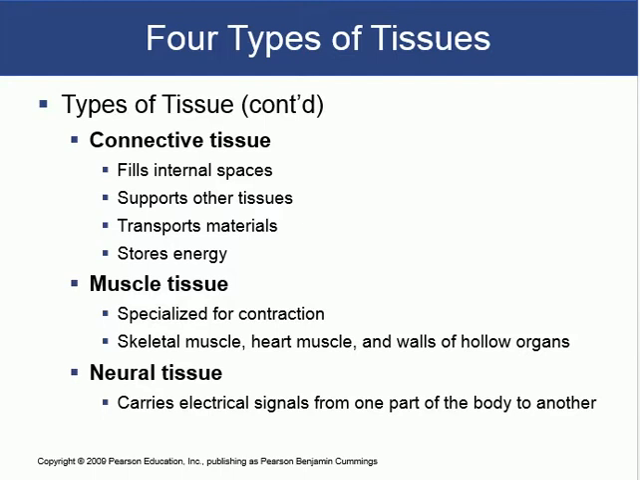The fourth type is neural tissue. This is the nervous system, the neurons, and this is to transmit electrical signals. It takes the signal from one part, transmits it to the next part, and so on. So this is the neural tissue.